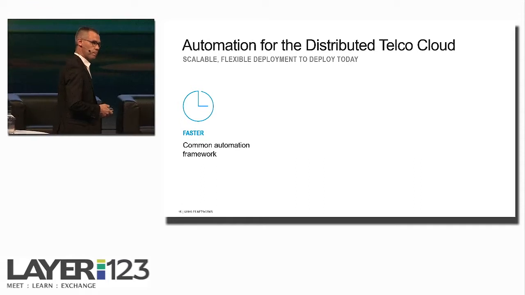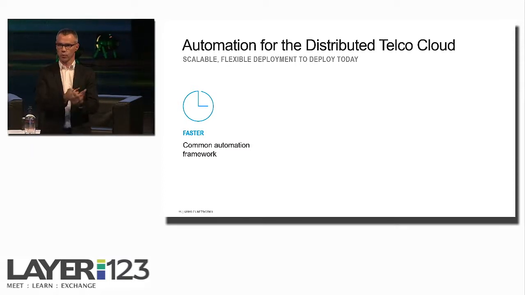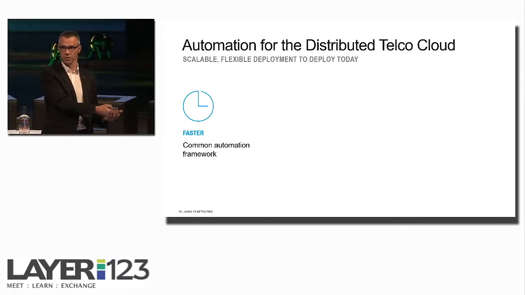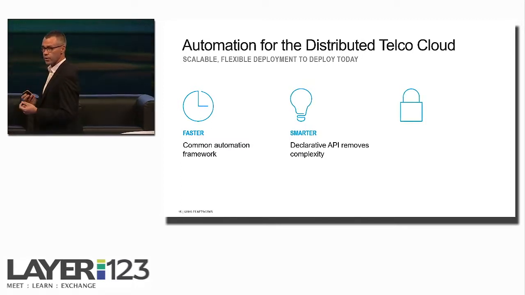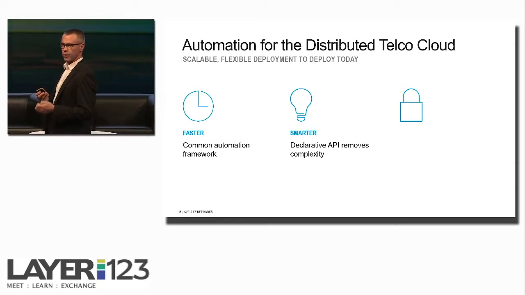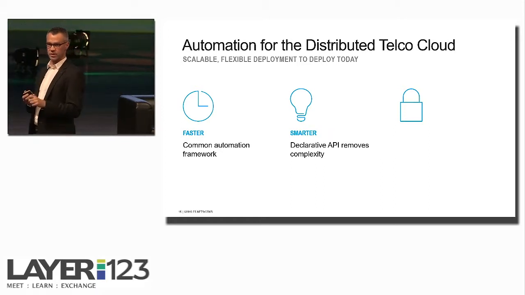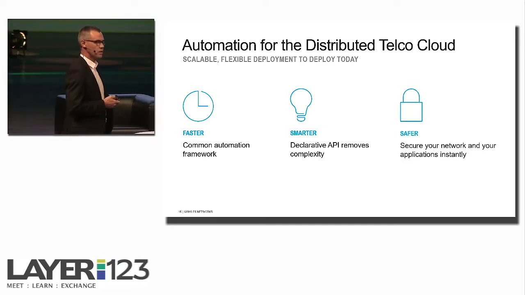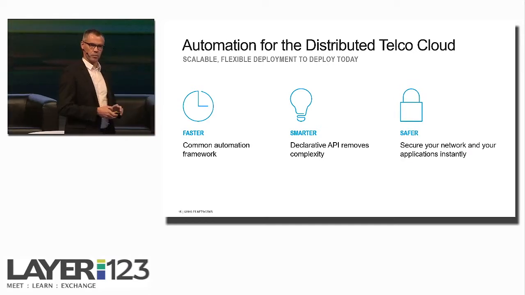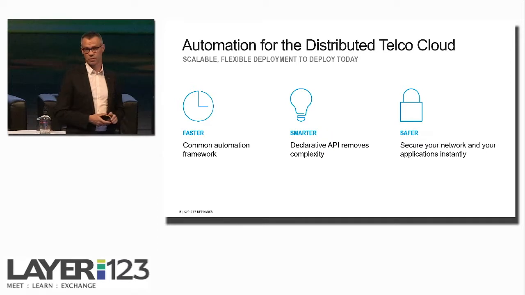As a summary, what we try to do is we try to make you faster, because we give you a common automation framework to deploy your apps and the application services in front of it, as well as the network functions from the NFV perspective. We make you smarter. By that declarative API, we significantly simplify the integration with automation tools, and that ultimately leads to cost reduction, which we know is a big pain point for most service providers. And last but not least, we make you safer, because we give networking security to the networking people, and we give application security to the application people using the same concepts.